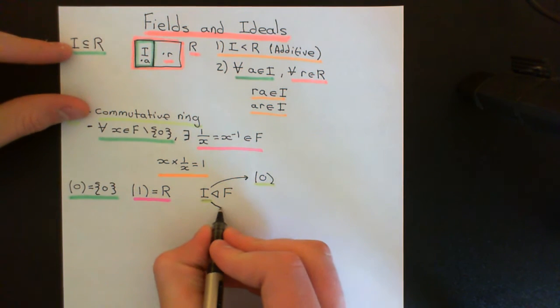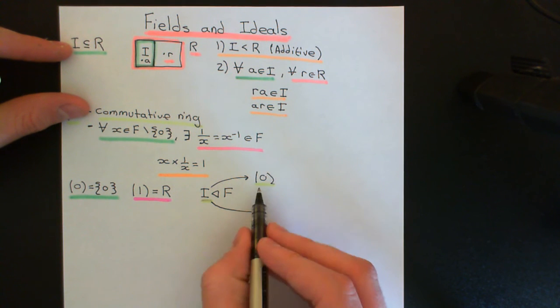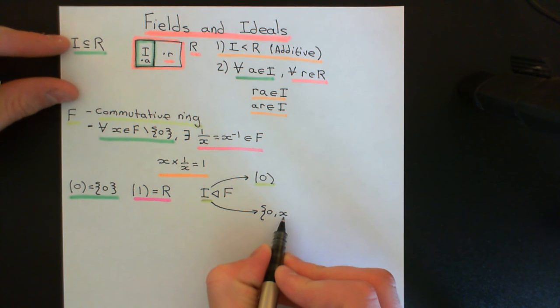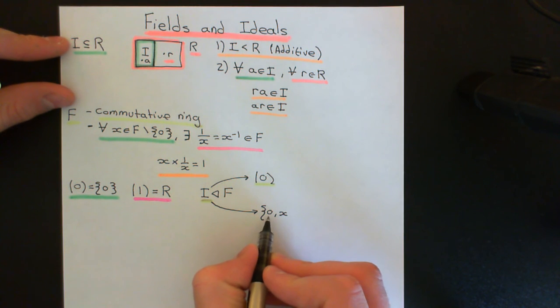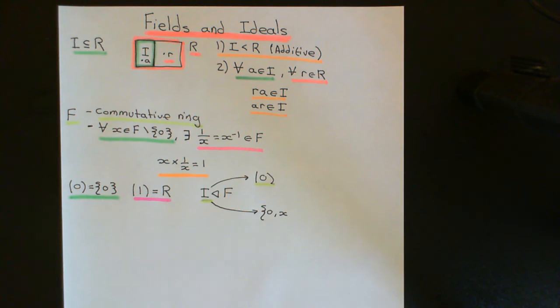So if the ideal is not the 0 ideal, then the ideal has to contain 0 and something else, at least one other element of the field. Okay, now all ideals always contain the additive identity, because remember they're additive subgroups, and additive subgroups always must contain the additive identity.